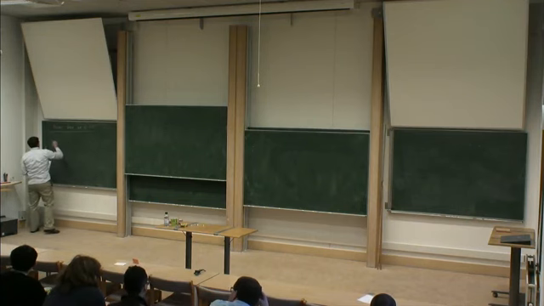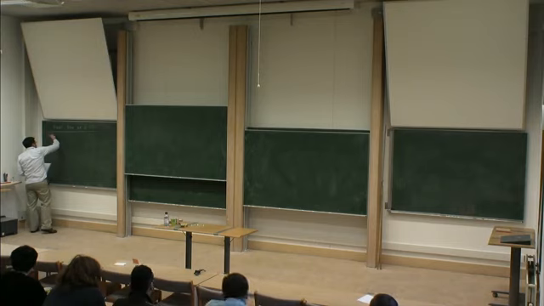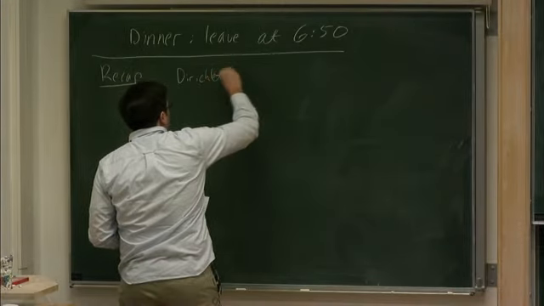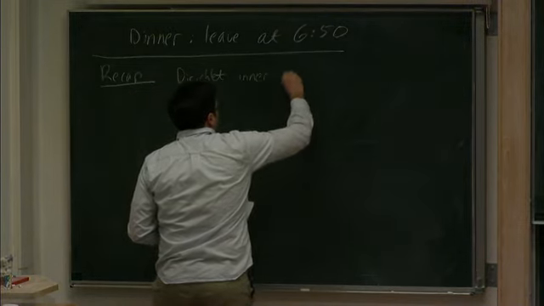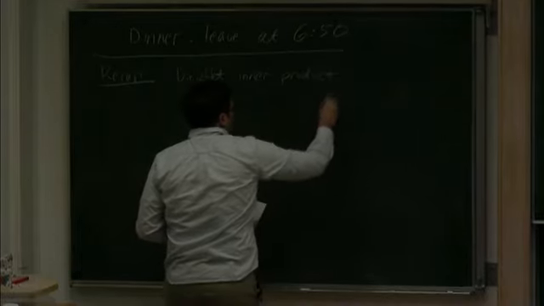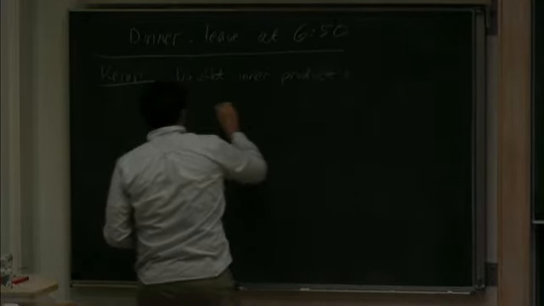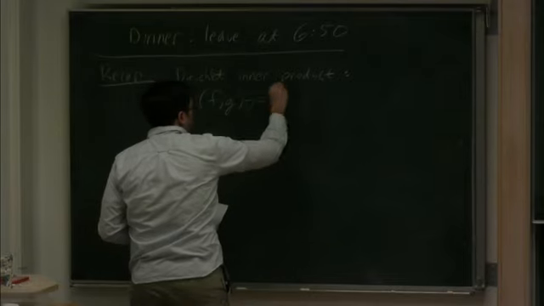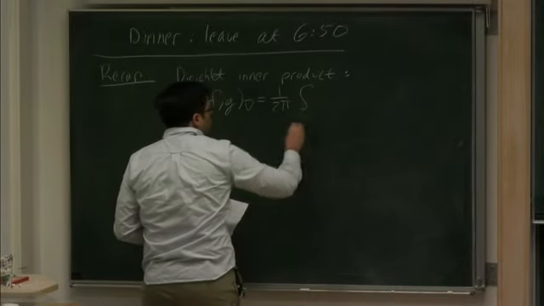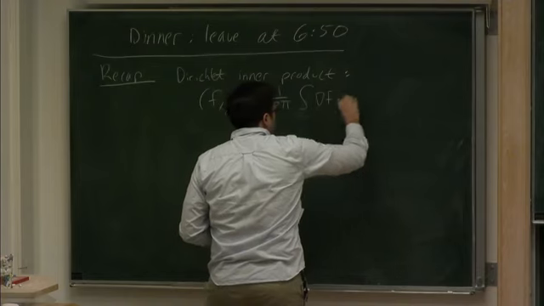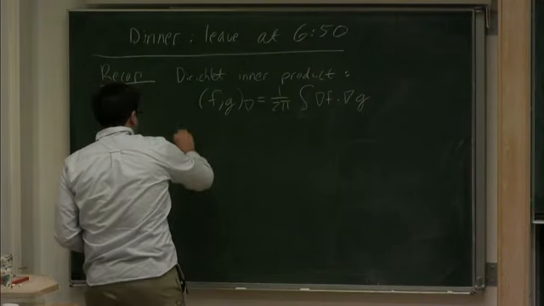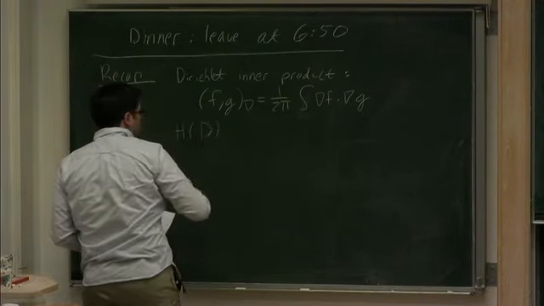Let me begin by giving you just a very short recap of what we did last time. First of all, we had the Dirichlet inner product. For functions f and g, we defined their inner product to be given by 1 over 2 pi times the integral of the gradient of f dotted with the gradient of g. And we use this inner product to define a Hilbert space H of D.